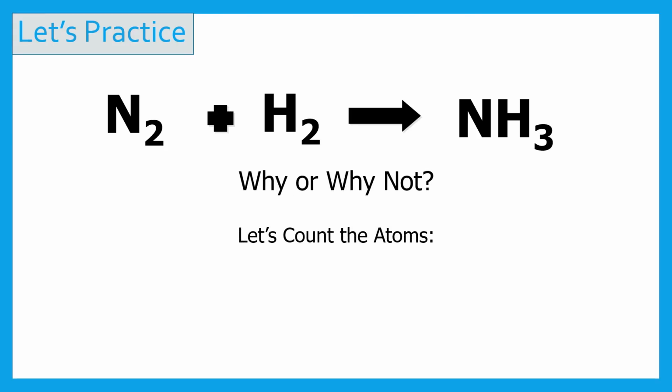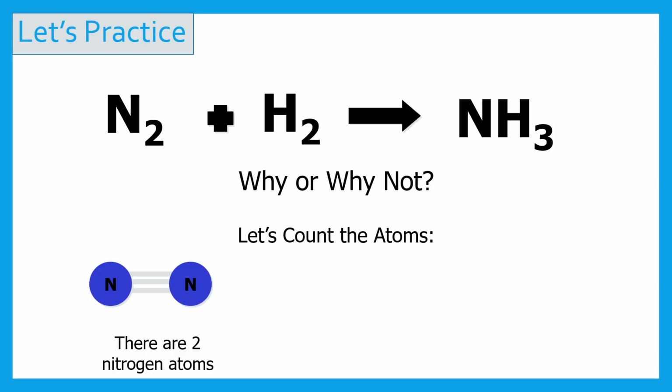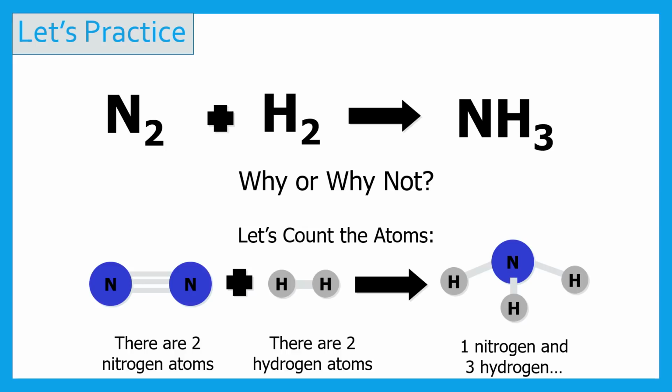So let's take a look at this one and figure out if it's balanced. Let's count the atoms. On our reactant side, there are 2 nitrogen atoms and 2 hydrogen atoms. But on our product side, we have 1 nitrogen and 3 hydrogen. Well, that seems like a really easy fix. All I've got to do is mark out that 3 subscript and put in a 2, right? Now I should be perfectly fine.